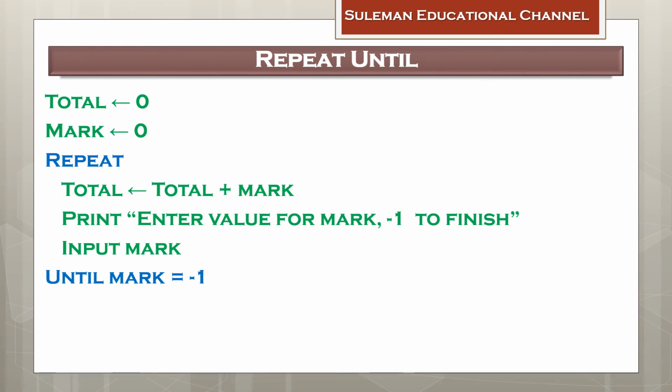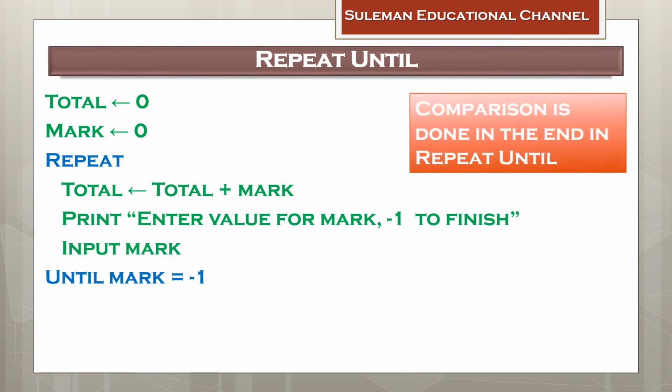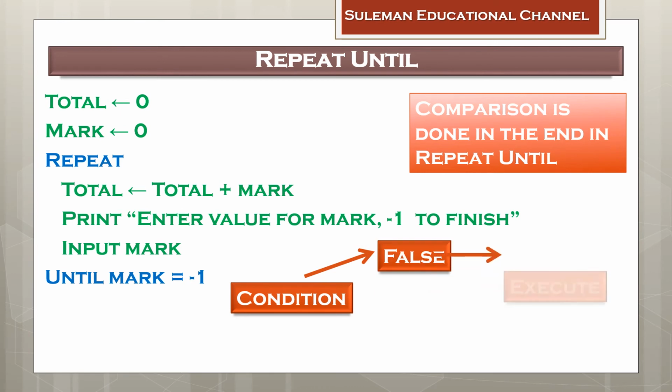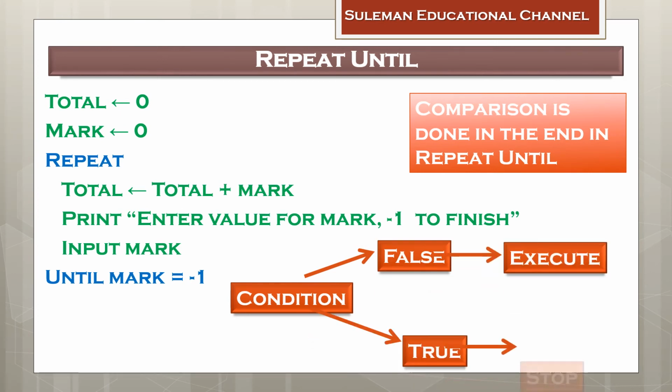In this line, the value of mark is compared with -1. If the value of mark is not equal to -1, then the loop will be repeated again. If the condition mark is equal to -1 is true, then it will exit the loop. Keep in mind that in repeat until, the loop works when the condition is false and stops when the condition is true.